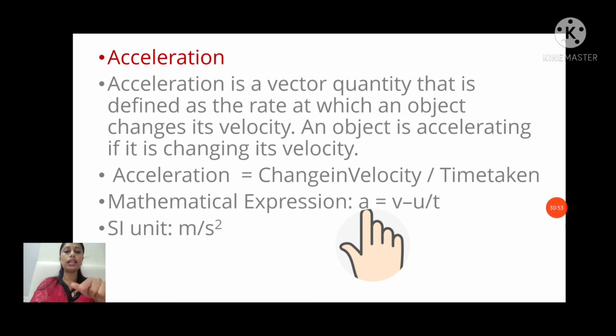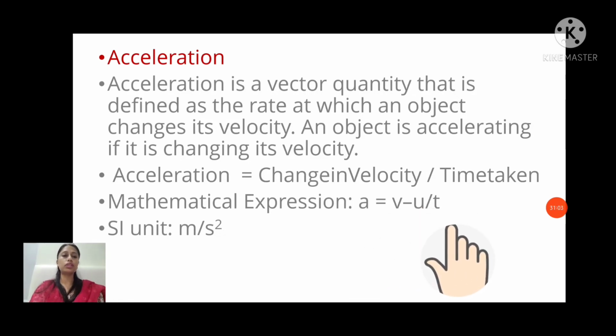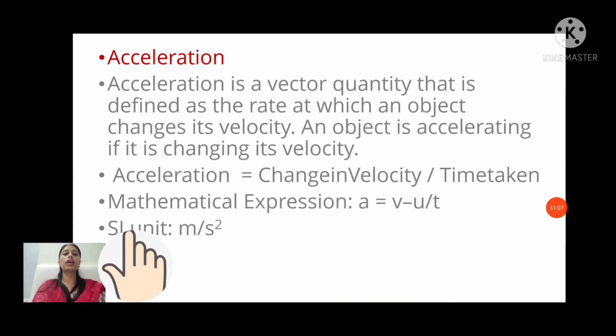Here small letter a denotes acceleration, and it equals v minus u upon t. V is the final velocity, minus u, the initial velocity, upon time. The final velocity minus initial velocity upon time will give you the acceleration, and the SI unit is meter per second square.